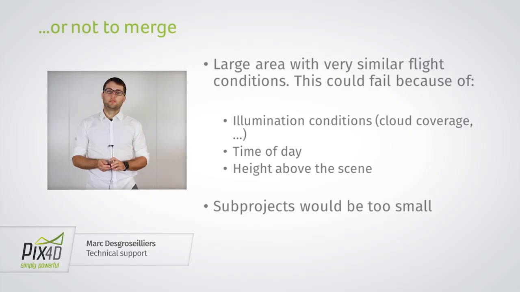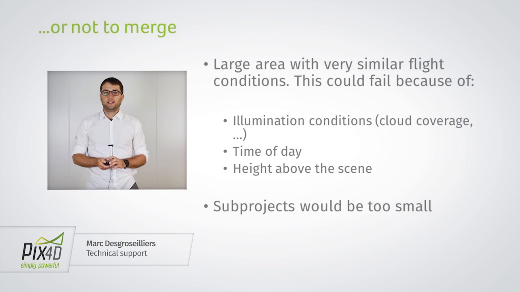Another case where the merging feature might not be the right tool is if, when you do the sub-projects, some of these sub-projects would be too small. So, for example, you just have 10 images, and that would create a really small project. So, in this case, what we would recommend is to take enough images to create this sub-project so that it can calibrate on its own. But if it can't, then you can add these images to some other project directly without merging.